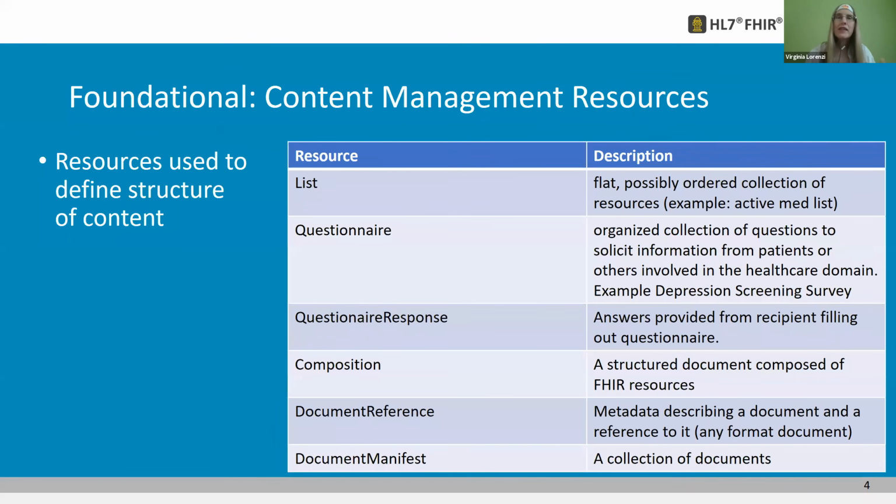Moving on are resources that help us with content structure. There's a list. That's a flat, possibly ordered list of resources. A great example would be your active med list. There's the questionnaire resource, which represents a list of questions and possible answers that you would author and put in a certain order, and you can send that as a FHIR resource. There are many uses for that within healthcare.